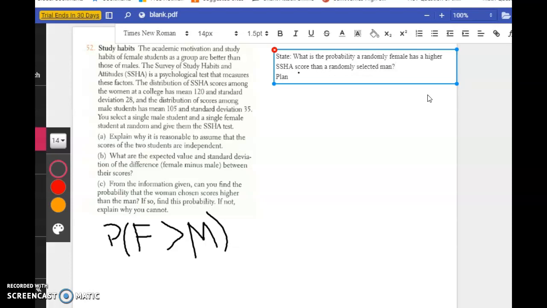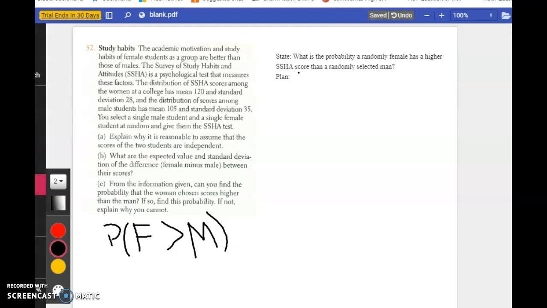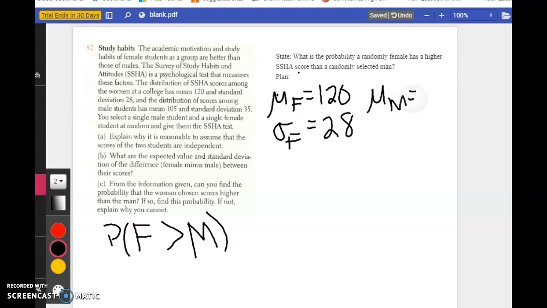And then in the plan, I'm just going to list all the information they gave us. I'm going to jump back to writing. In the problem, they told us that for women at this college, the mean of the females is equal to 120, and the standard deviation of the females is equal to 28. And then for males, the mean score is 105, and the standard deviation of the males is 35.